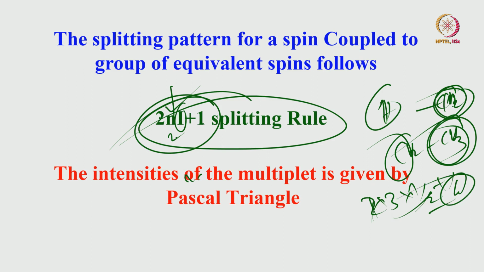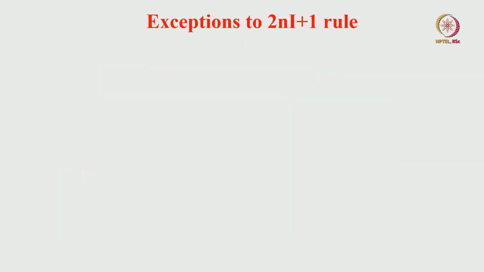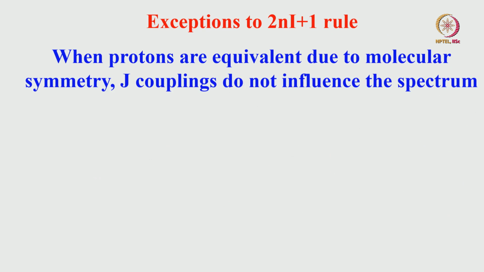One proton coupled to CH3 will be a 4-line pattern; when coupled to CH2 it will be a 3-line pattern. The intensities of this multiplicity are given by what is called Pascal's triangle. We will come to that now. But there are exceptions to this 2n+1 rule.